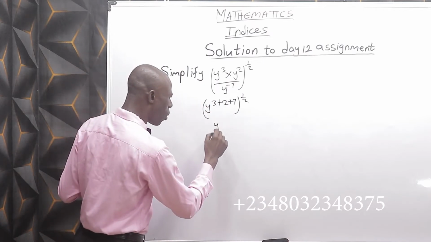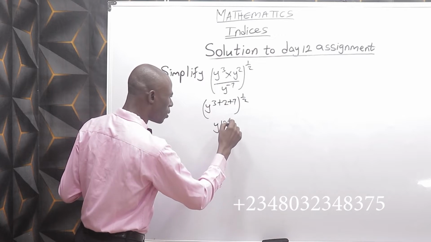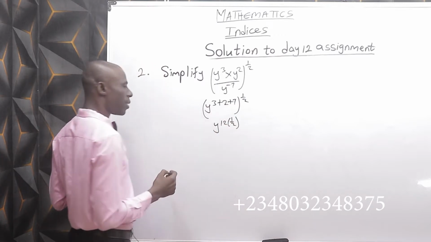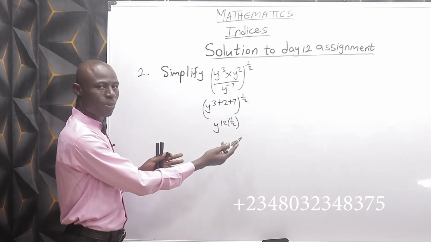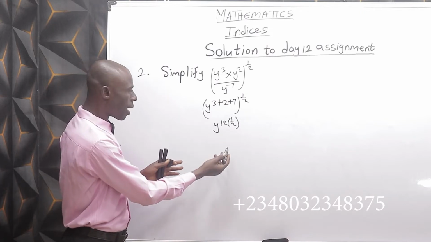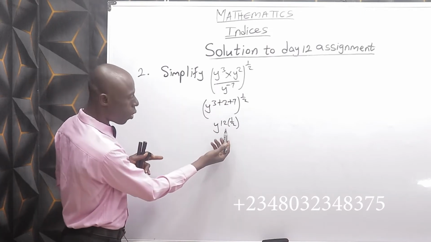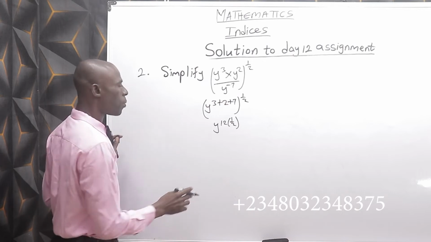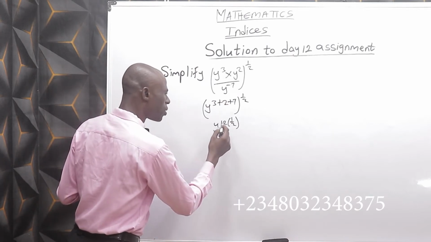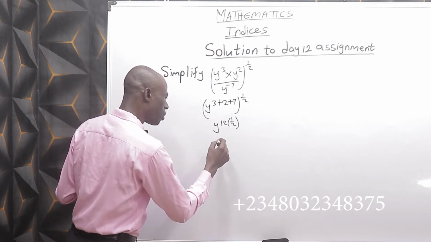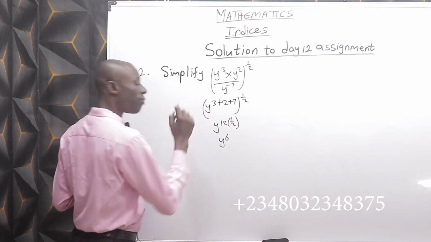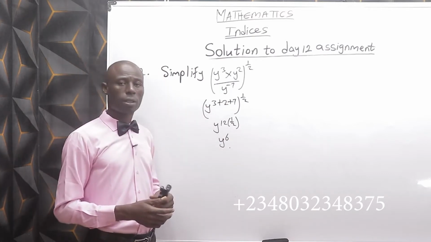So we have y raised to the power 12 times half. See the way I write it now. Whether I write it like this or like this is the same. So half times 12, that's 6. Y raised to the power 6. That's the final answer to that.